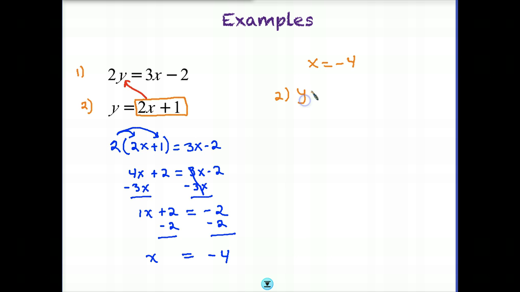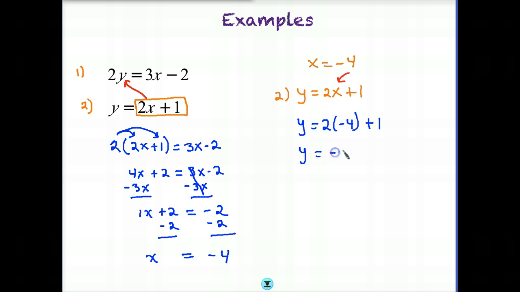So I'm going to go ahead and use this bottom equation. And I will substitute in the negative 4 here for x. And then let's write what we have. So we have y is equal to 2 times negative 4 plus 1.